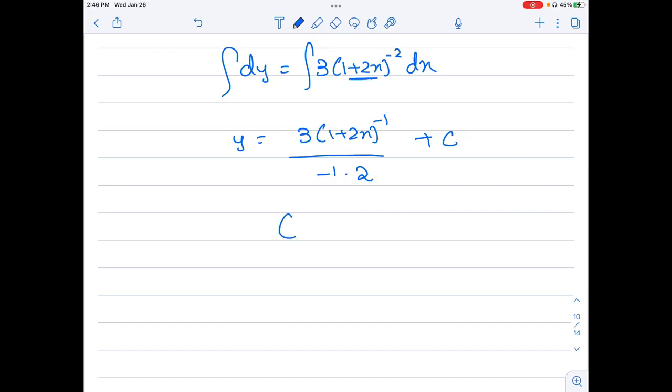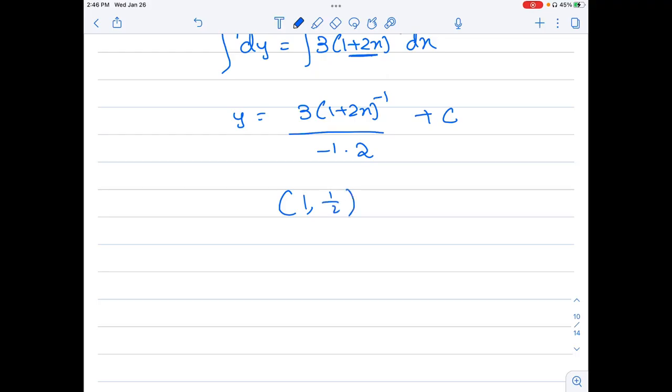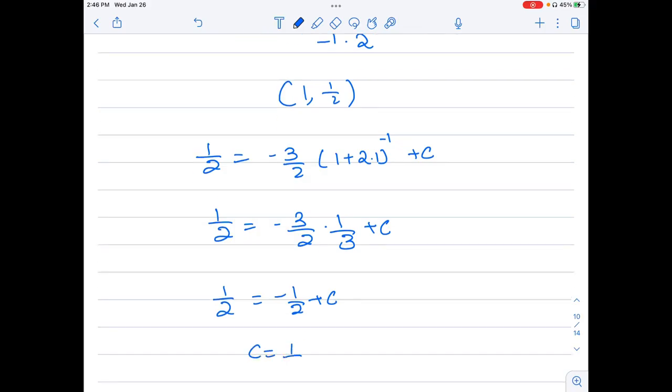But it passes through 1 comma 1 upon 2. So 1 upon 2 equal to minus 3 upon 2 times 1 plus 2 times 1 whole to the power of negative 1 plus c. So 1 upon 2 is equal to minus 3 upon 2 times 1 upon 3 plus c. 1 upon 2 equal to minus 1 upon 2 plus c. So c is equal to 1 upon 2 plus 1 upon 2, which is equal to 1.